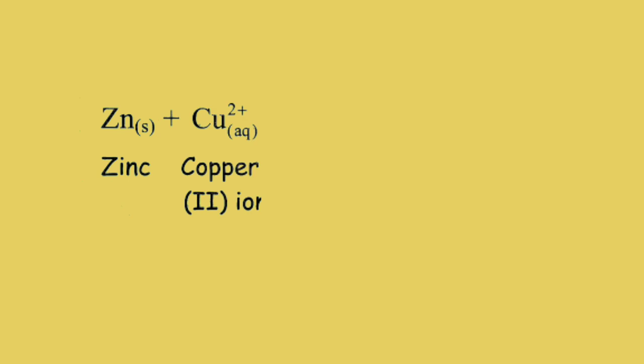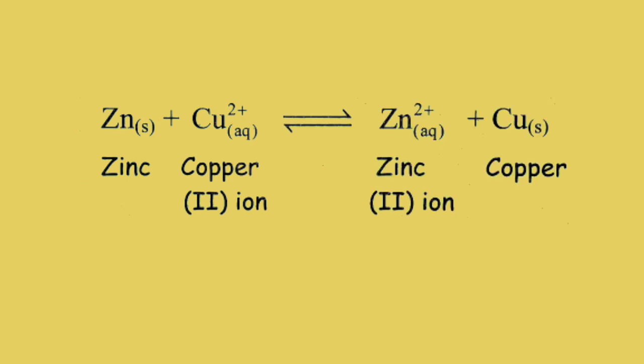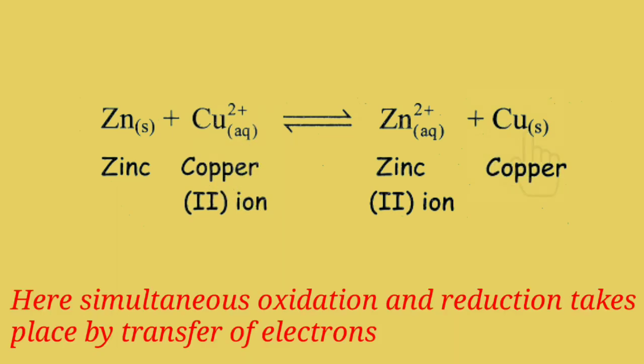So, students, as shown in the above reaction, each zinc atom loses 2 electrons and is oxidized to Zn2+ ions, and the electrons released by zinc atom are accepted by copper ion. In this process, copper ion gets reduced to metallic copper atoms. So, the net reaction is the simultaneous oxidation and reduction, which involves transfer of electrons from metallic zinc to cupric ions. Hence, it is an example of electron transfer reaction.